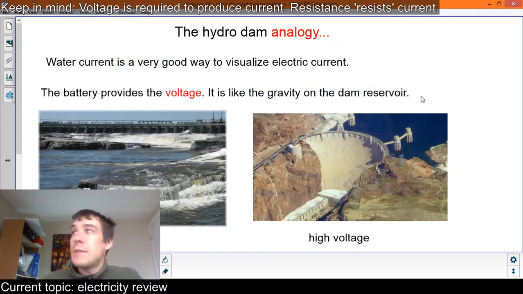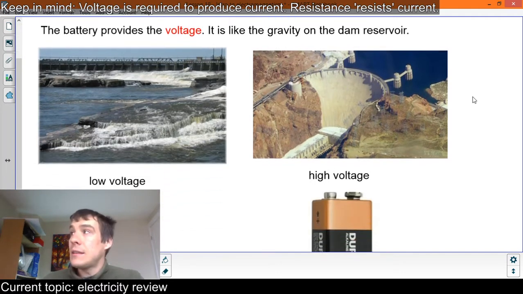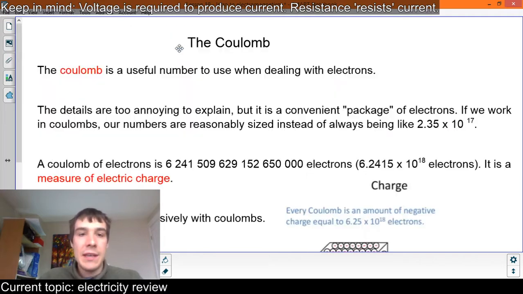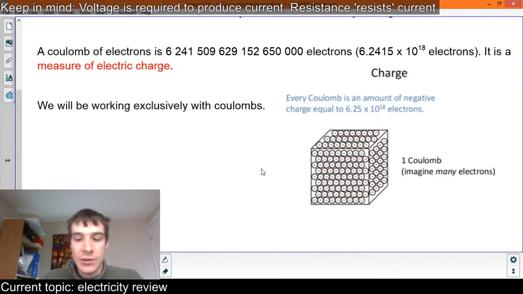So let's talk about the hydrodynamic analogy. Because we talk about electric current, we can make these analogies to water current, and it's kind of how they started understanding electricity. They thought of it as an electrical fluid, electricity juice, and it would flow like a fluid. So the battery is the voltage. The voltage is actually defined as how many joules each coulomb of electrons has. Remember, a coulomb is a pack of electrons. It's one of these bricks of electrons.